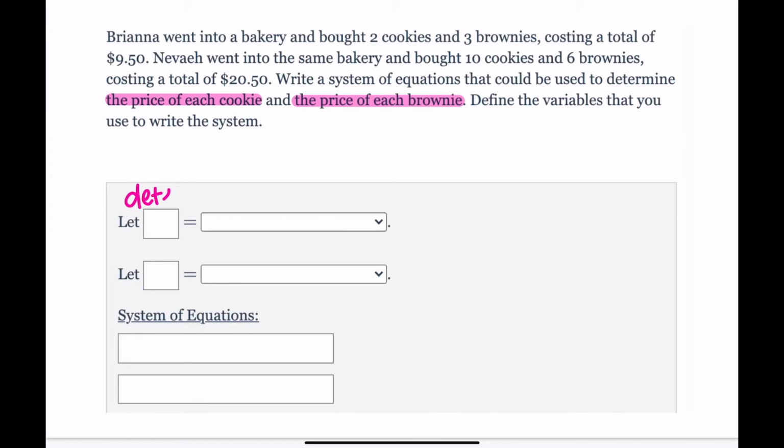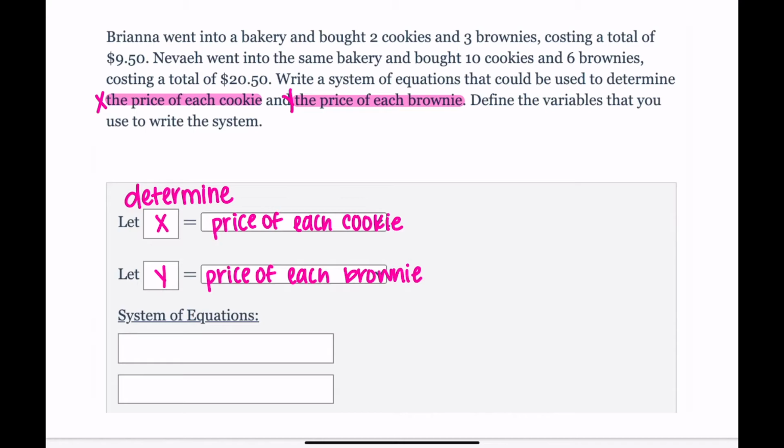So we need to find with these two equations, X and Y. X would represent the price of each cookie, and Y would represent the price of each brownie. All right, now we need to see what we already know so that we can write our equations. Okay, we know that she bought 2 cookies and 3 brownies, which cost $9.50. So that right there is enough for us to write an equation.